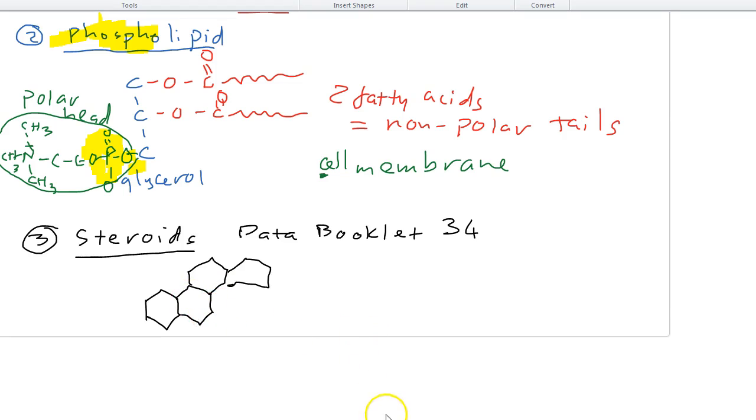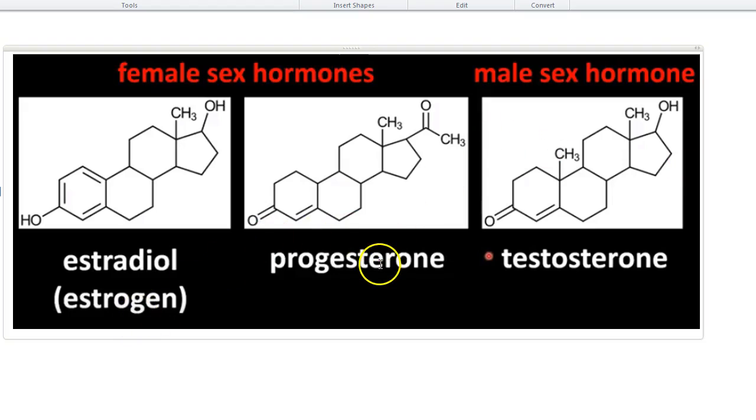So for example, if you look at estrogen or progesterone or testosterone, all these sex hormones, they all have these 4 rings. So needless to say, steroids are usually hormones. That's it.